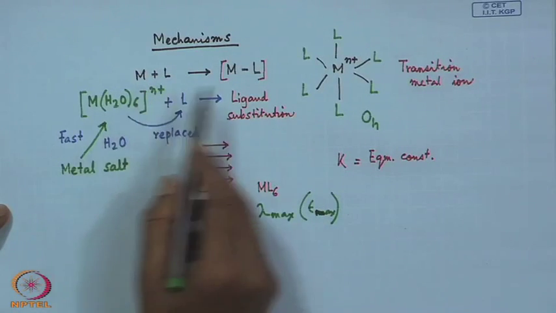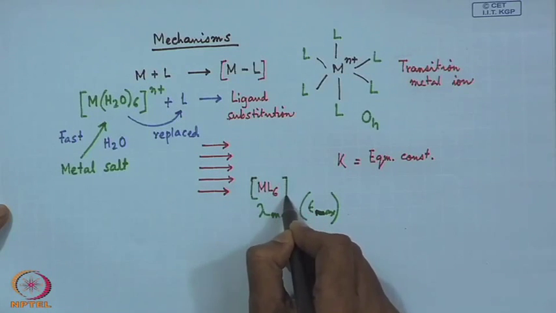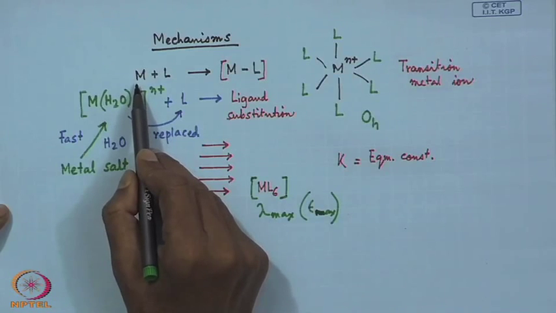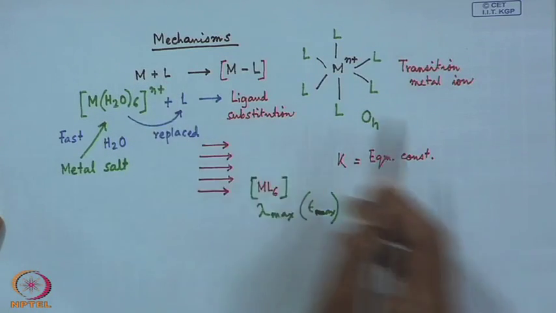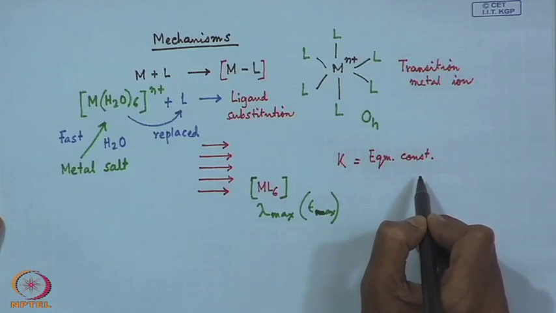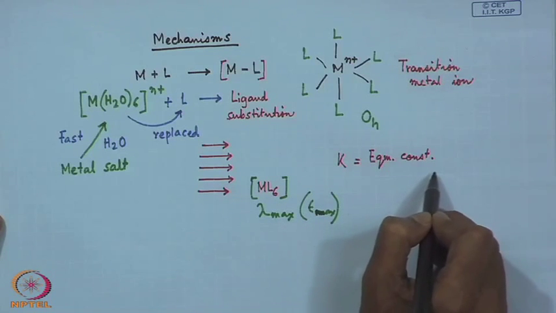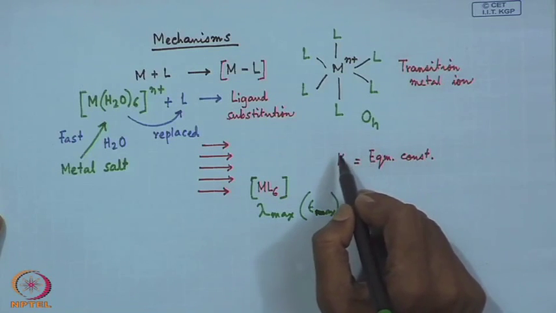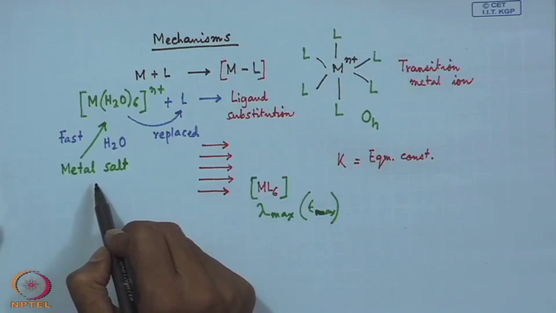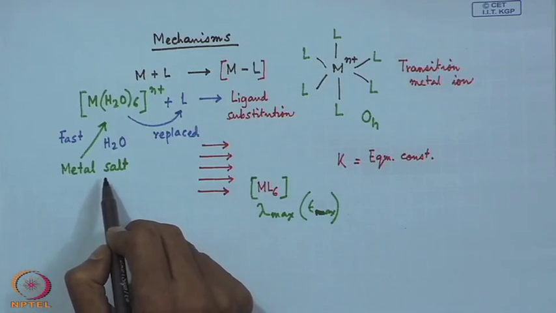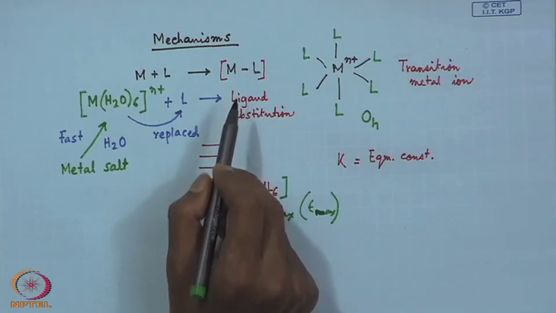So we can find out the concentration of this ML6 species; the concentration of M is known, and the concentration of added L is also known to us. That gives rise to the equilibrium constant. The equilibrium constant tells us how the stability of the compound formed by the ligand substitution reaction, through stepwise replacement of all six water molecules by these ligands.